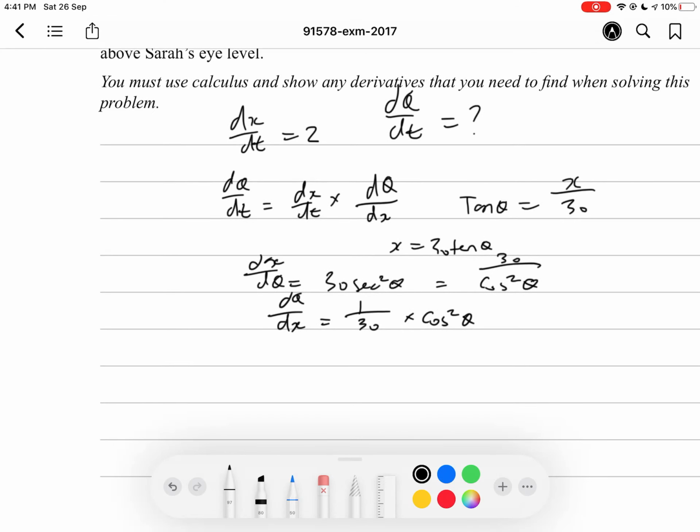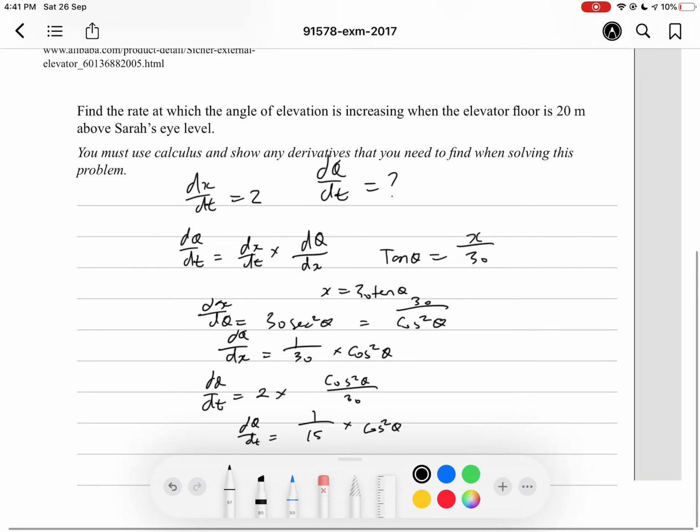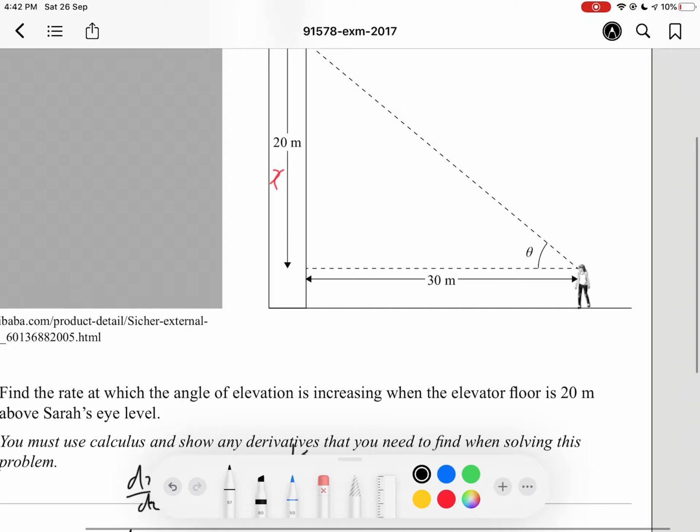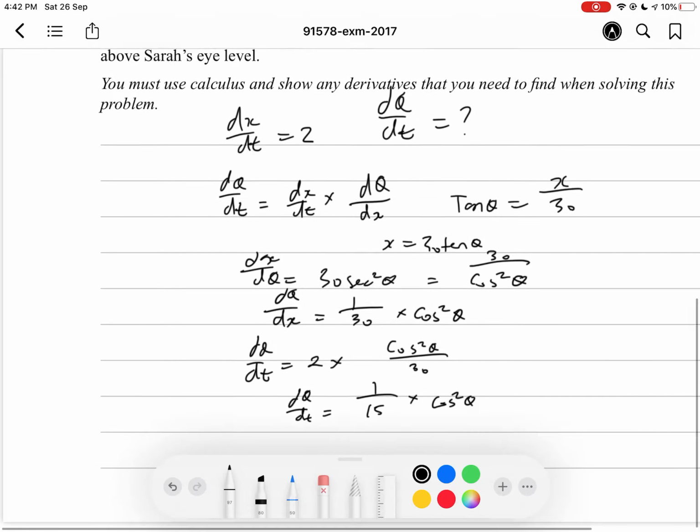Alright, so now we have both our related rates of change, so we can find d theta over dt. d theta over dt equals 2 multiplied by cos squared theta over 30. Therefore, d theta over dt equals 1 over 15 times cos squared theta. So we need to find the rate of change of the elevation angle when the elevator floor is 20 meters above Sarah's eye level. So we need to find the angle when x equals 20.